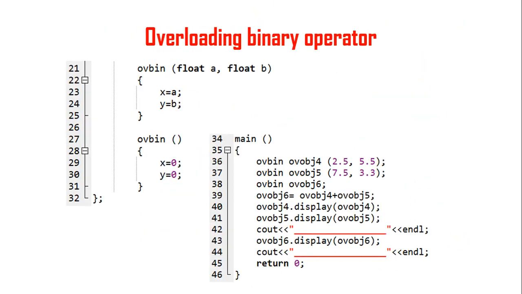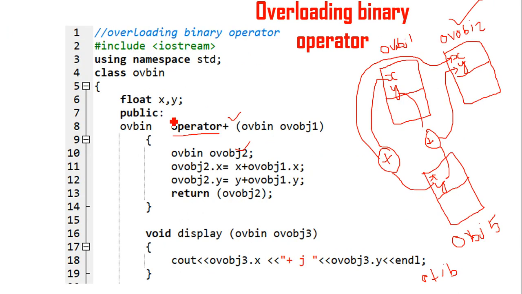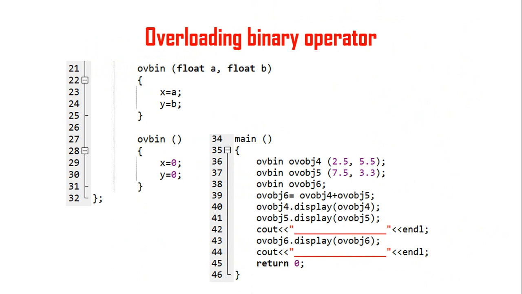Okay, it's a constructor. OVBin is a constructor. You can see that. What is the class name? OVBin. Now here, if you look into it, this is also an OVBin, isn't it? So in OVBin, we have two data members, right? Those two data members are going to be initialized with the values of a and b through this constructor.